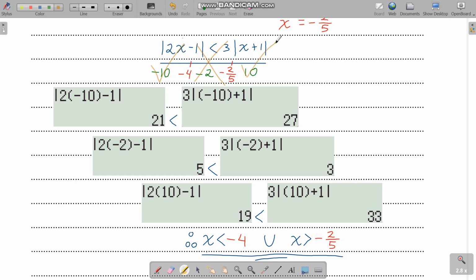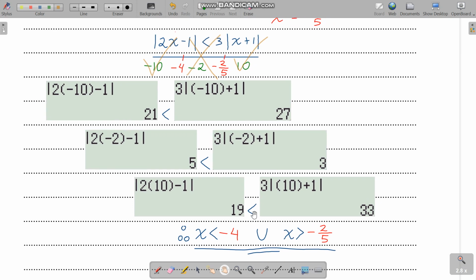So the final answer is the left and the right interval. X is less than minus 4 or greater than minus 2/5.